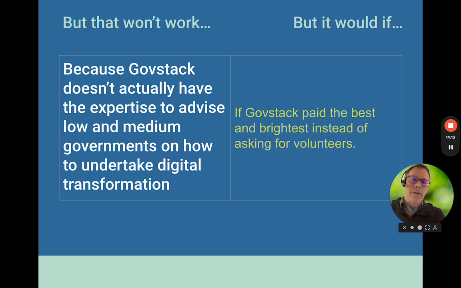And we're not going to do this by asking for volunteers. In fact, if we only ask for volunteers, what's going to happen is that large organizations that could maybe contribute expertise will do so. But a lot of the expertise that we need is actually consultants and smaller businesses who don't have the resources to volunteer. And if we want to get them to help out on this critically important issue, we need to pay them.